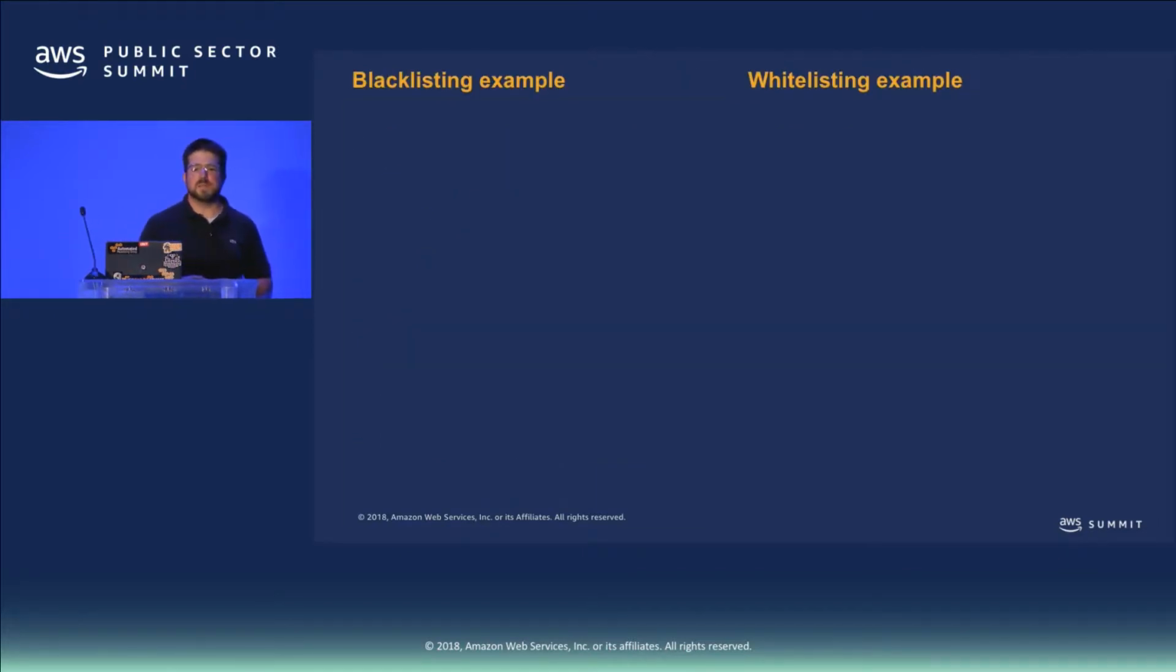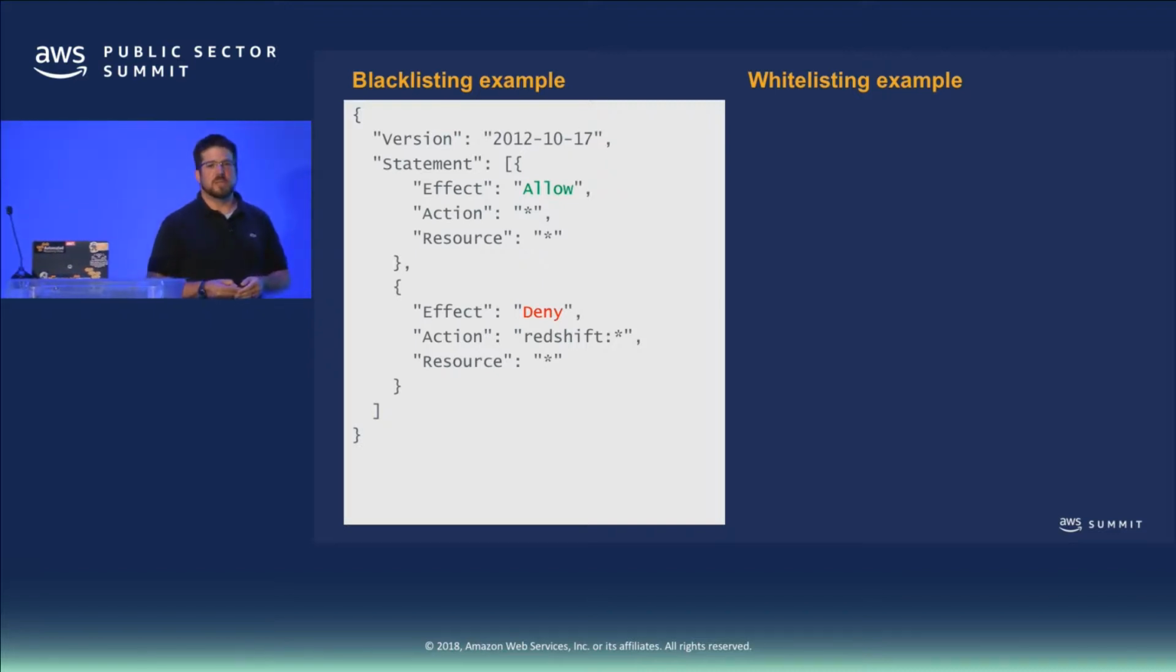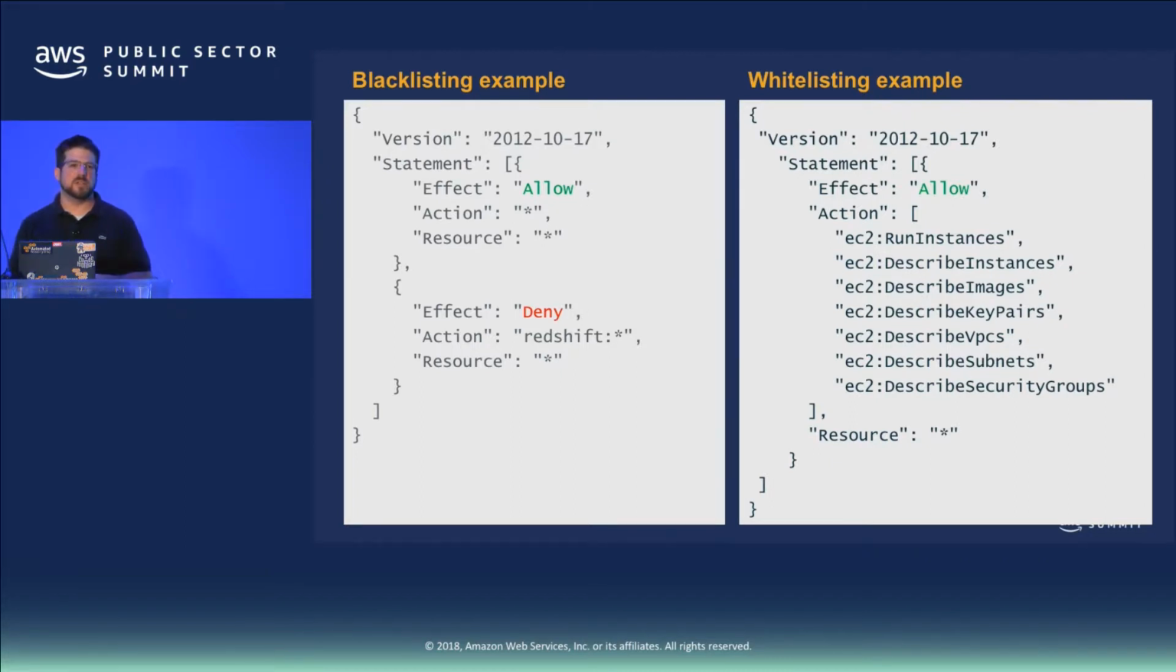So a couple of examples. This is an example of a policy that will do a simple blacklisting. We're saying that effectively we're going to allow everything except Redshift. For whatever reason, this organization has identified that they don't want users to use Redshift, so we're just going to blacklist the use of Redshift. Other customers take a different stance, which is that they want to do whitelisting. So in this case, we're defining a specific set of API calls, not just to the service, but to the individual call within the service. In this case, just the describe calls.